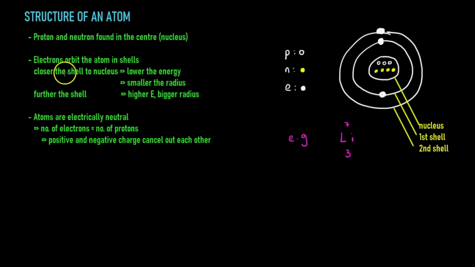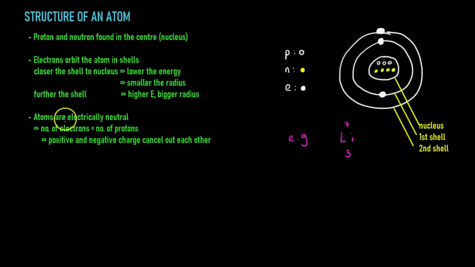If the shell is closer to the nucleus, for example the first shell, it is lower in energy and smaller in radius. So you can see that the first shell is smaller than the second shell in radius, correct? Whereas the further shell, in this case the second shell, has higher energy and bigger radius.